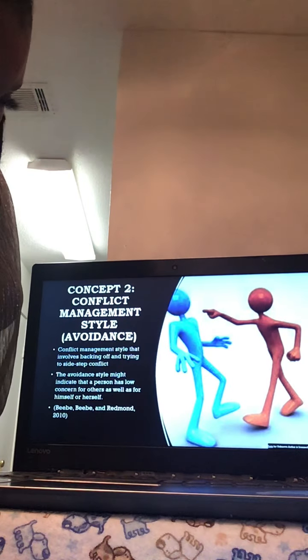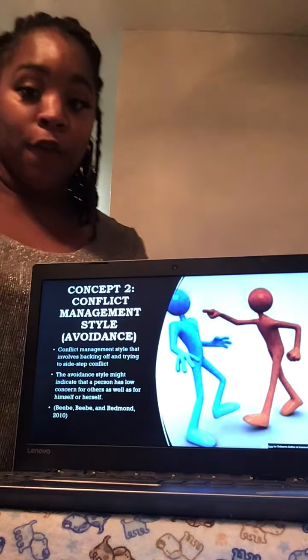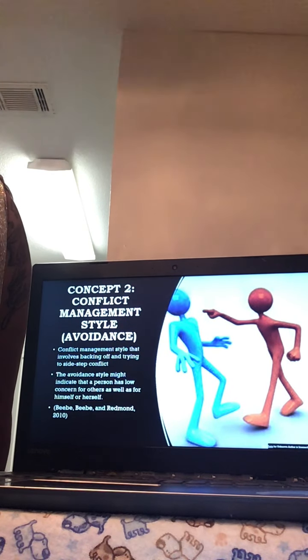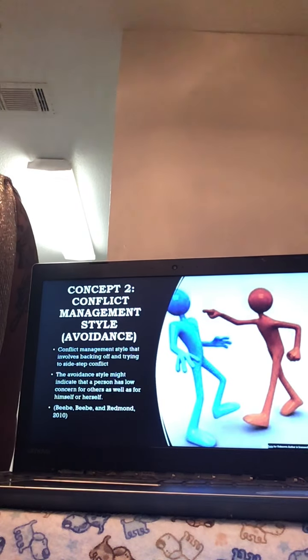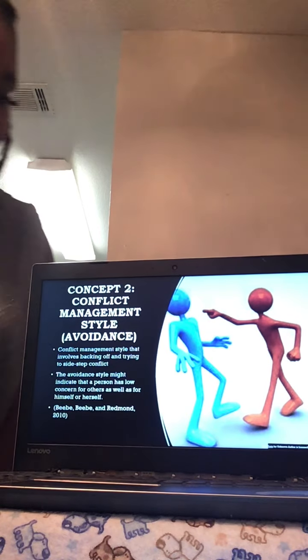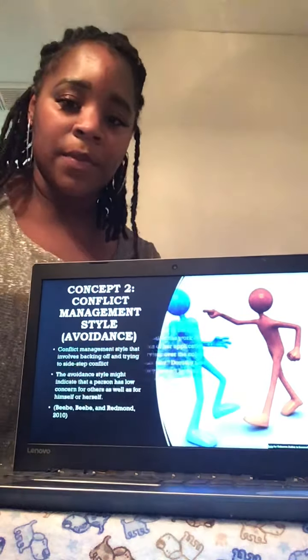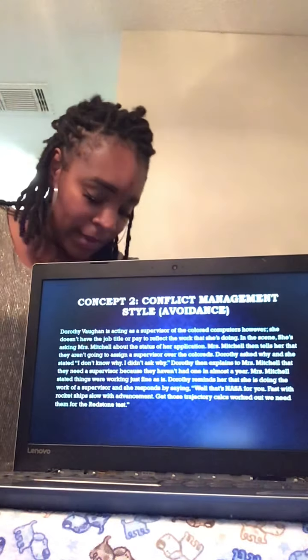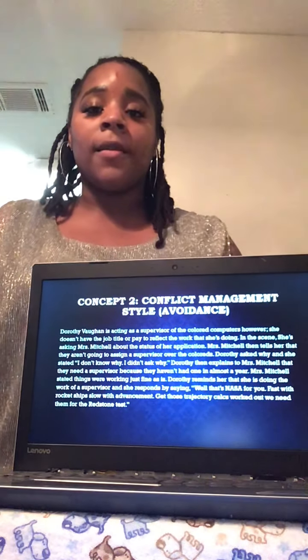The second concept is conflict management avoidance. This management style involves backing off and trying to sidestep conflict. The avoidance style might indicate that a person has low concern for others as well as for themselves. That's from the textbook.